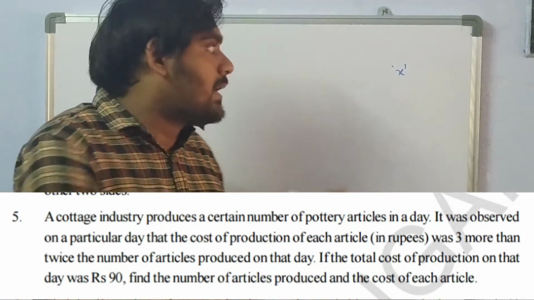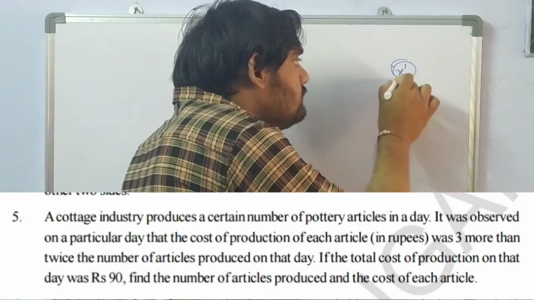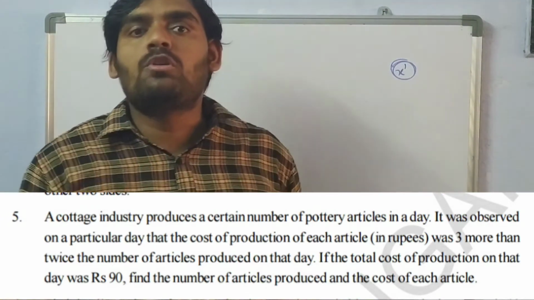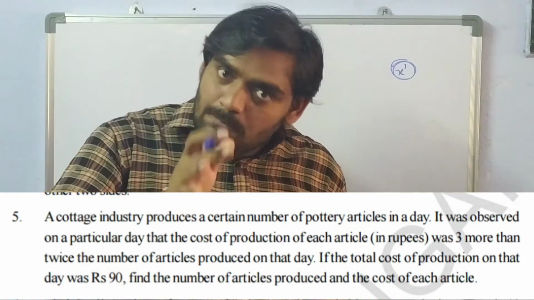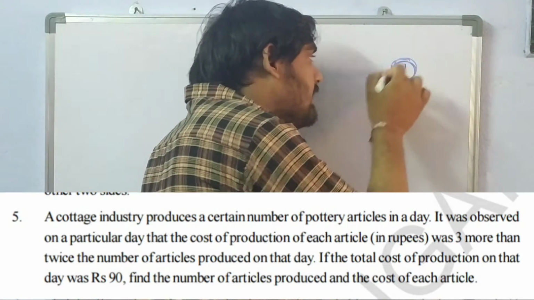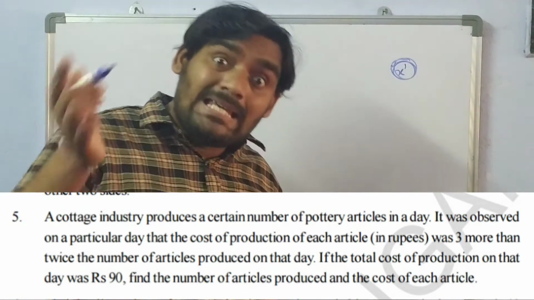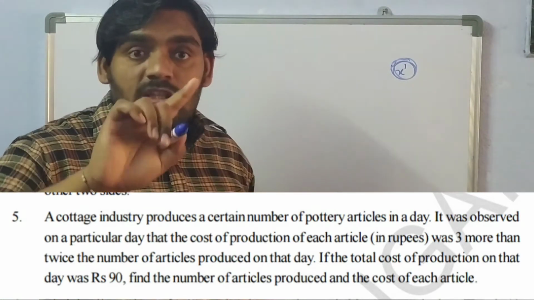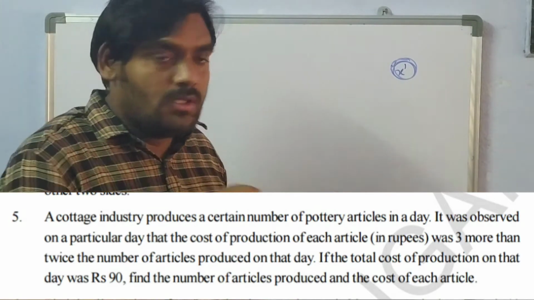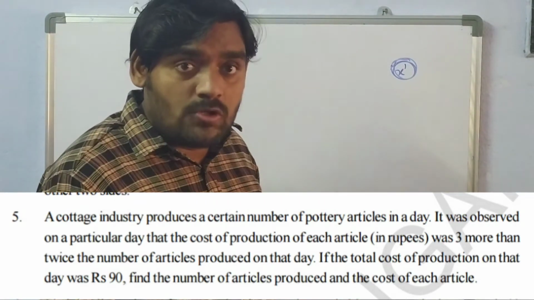At that time, the cost of each article was 3 more than twice the number of articles produced on that day. How many articles are produced on that day? Here, x number of articles are produced. Therefore, the cost of each article is 3 more than twice the number of articles produced. 3 more than means plus 3.